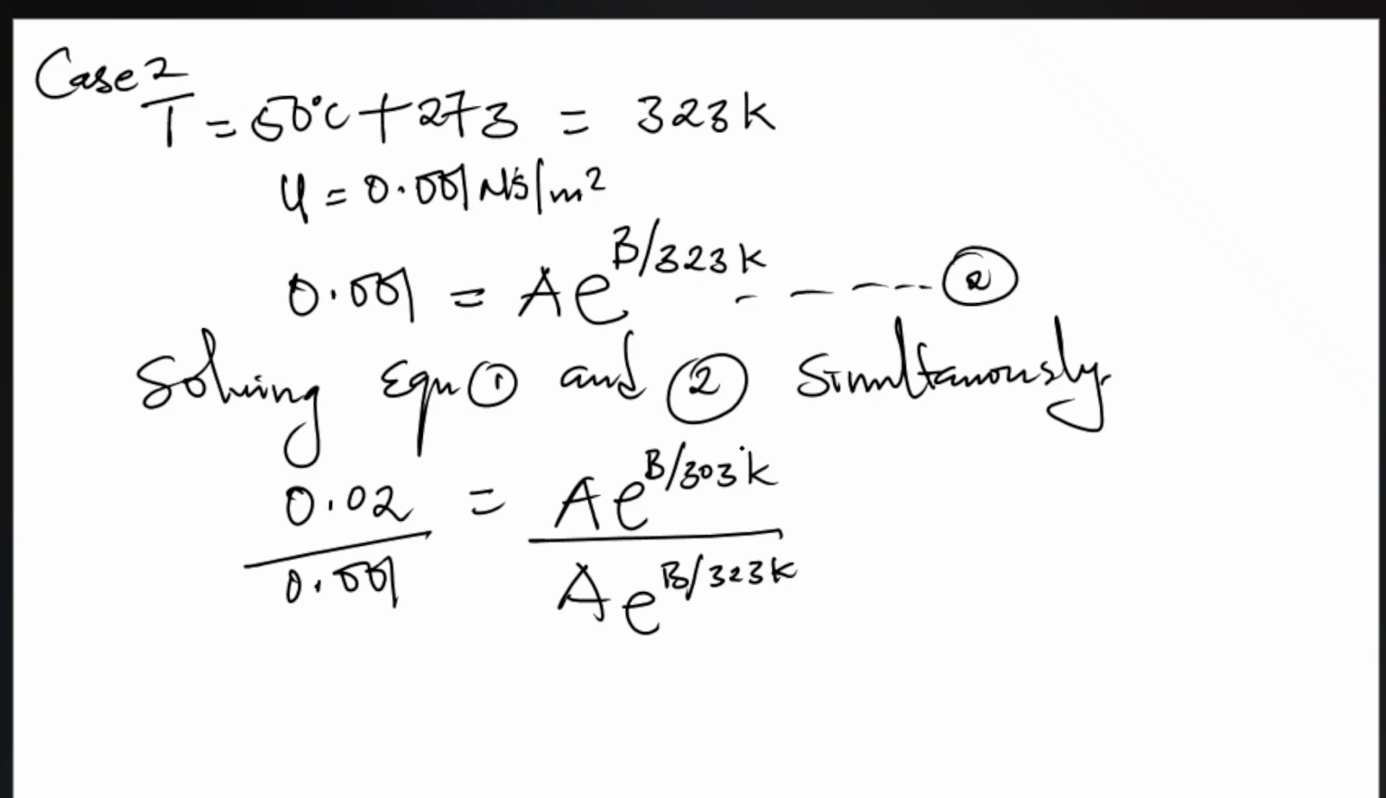Now look up. We can see the same constant cancelling out. This can also cancel out. Your exponential cannot cancel out. Reason being that the power here has a different value for the same parameter, I mean b here. I can see b here, right? But it is different in the sense that you're having b over 303, and here you're having b divided by 323. So they cannot cancel out.